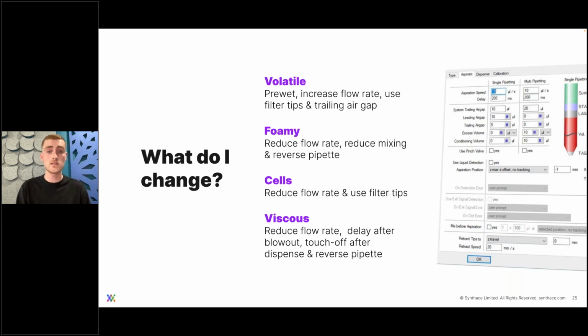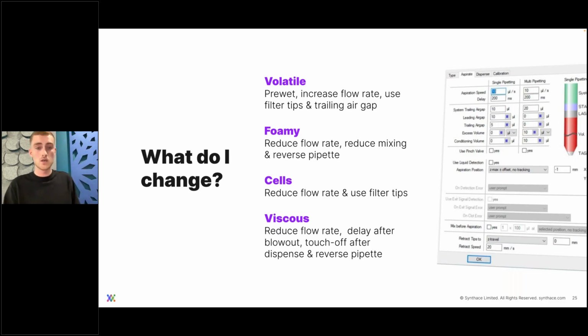If we have foamy liquids, we can reduce the flow rate or aspiration speed. We can also reduce the number of mix cycles to stop that foam forming. And we also might want to rust pipette with foamy liquids. You also might want to avoid multi-dispensing, where you'd aspirate a larger volume of liquid and then dispense multiple times. Consider using a single aspirate and dispense. And certainly avoid reusing your tips, as that foam buildup can just be hellish.